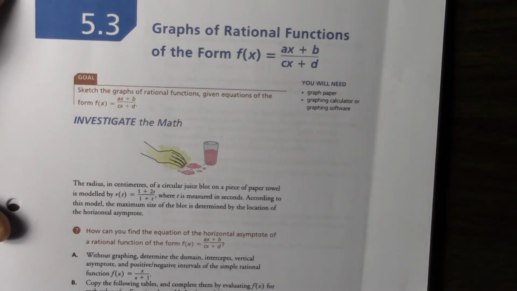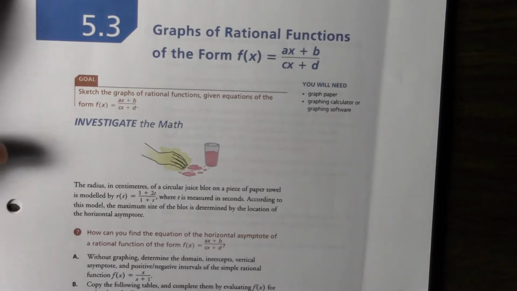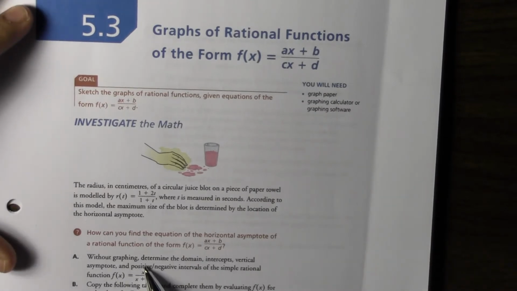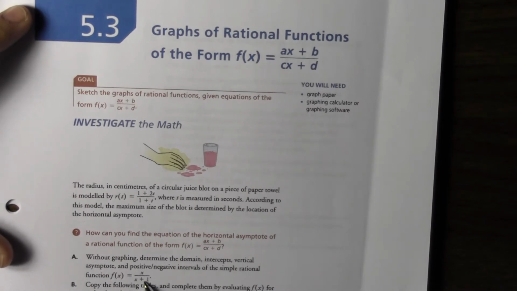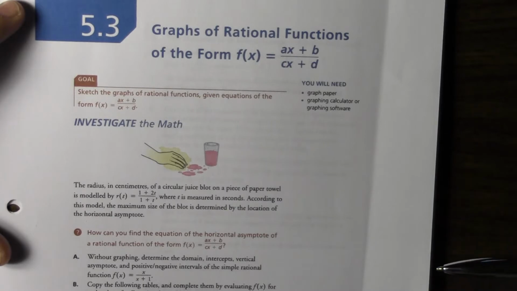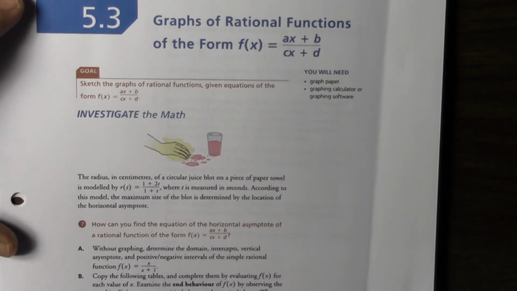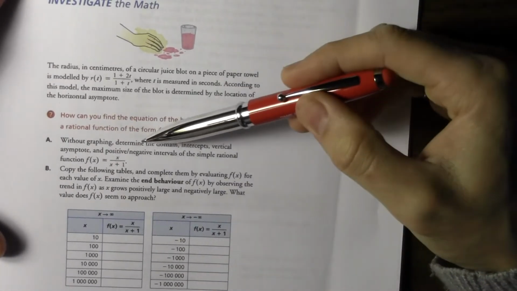So how can you find the equation of the horizontal asymptote of a rational function like this? Without using graphing, determine the domain, intercepts, vertical asymptote, and positive and negative intervals of the simple rational function. It's important now, guys, that you're not going to have a graphing calculator when you write these tests. So we have to be able to do a lot of these things algebraically, and understand what's going on in the graph, but also how that corresponds algebraically. So let's see if we can go through this.